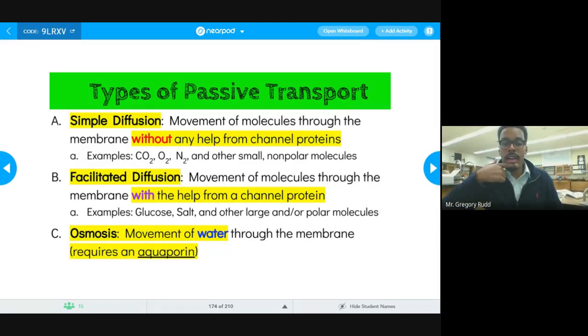They just kind of slip through. Facilitated diffusion, on the other hand, helps move molecules that do need a little bit of help. Again, we're still not talking about using any energy, but they just need a tunnel to kind of travel through. But the most important type of passive transport is osmosis, which is defined as the movement of water through the membrane. Water does require a protein called an aquaporin to move through the membrane because it is polar. So even though it doesn't need energy, it still needs the help of that protein.